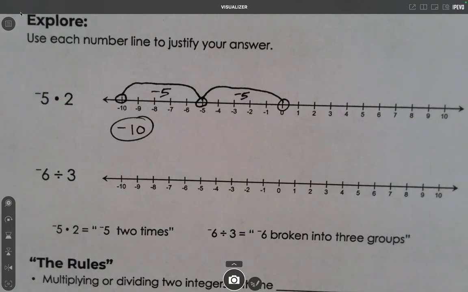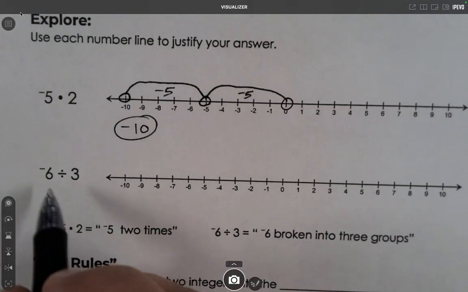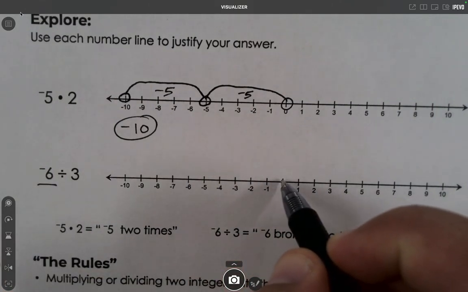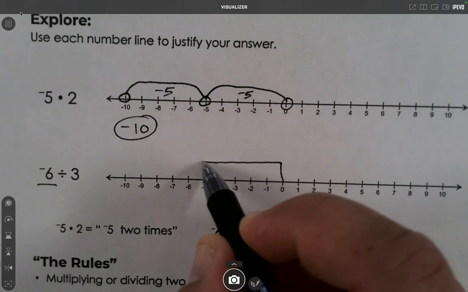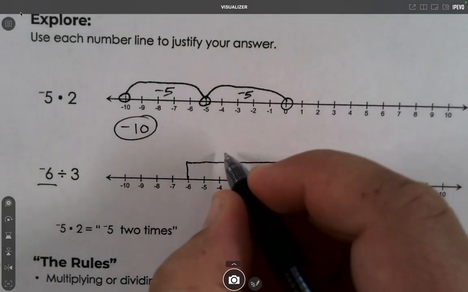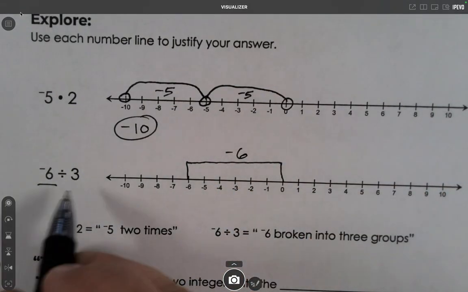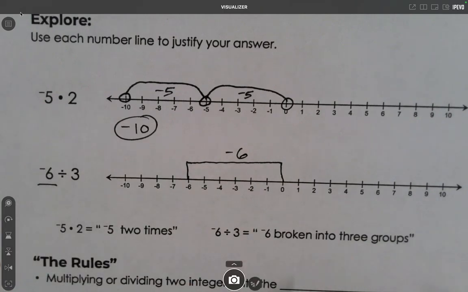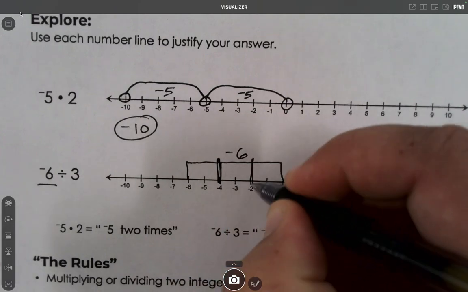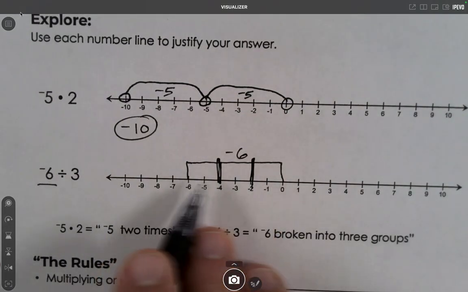Now when we're dividing, you've got to think of it more as we're at negative 6 right now. We have negative 6. So I'm just going to draw a box from 0 to negative 6. So we have that much stuff. That's negative 6 right there. But now we're supposed to split negative 6 into 3 groups, 3 equal groups. So if I draw a line here and here, that splits this into 3 equal groups.